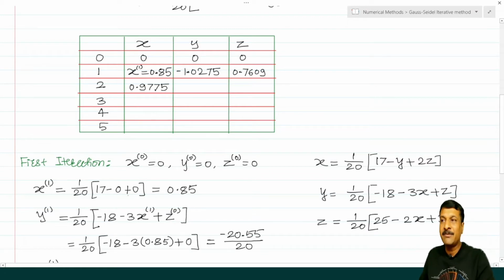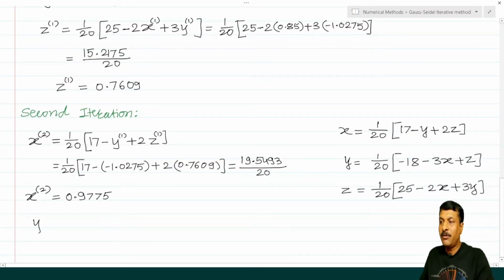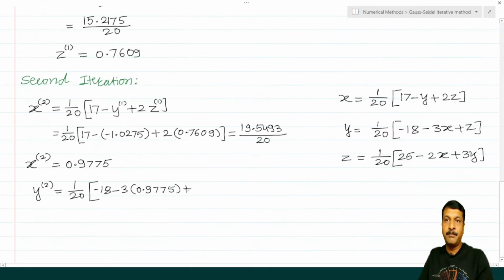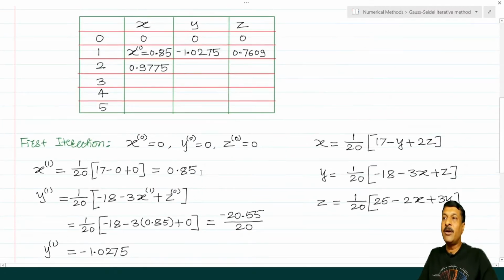It means that we have to complete this second iteration. If we get the similar values of x, y, z, it is your last iteration. Now the value of y at second position. So I will use directly now 1 by 20 this equation minus 18 minus 3 recent value of x. From table I will see recent value of x is 0.9775 plus z. Recent value of z is what?